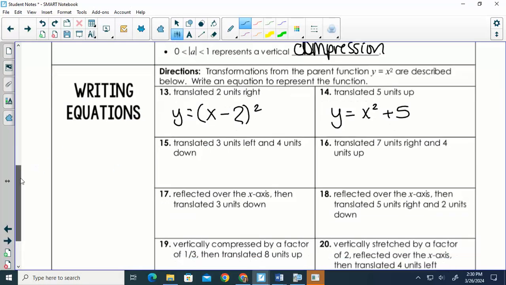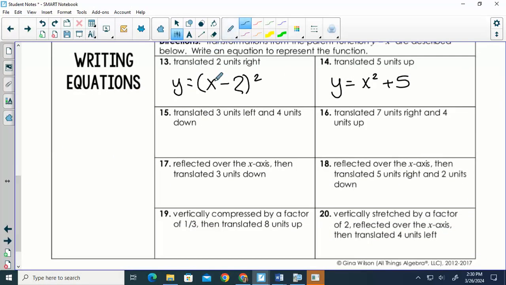All right, 15. 3 units to the left. So what makes it move to the left? You have to put it with the x, add to x, go to the left, so it'd be x plus 3 squared. And 4 units down, what would make it go down? Minus 4.